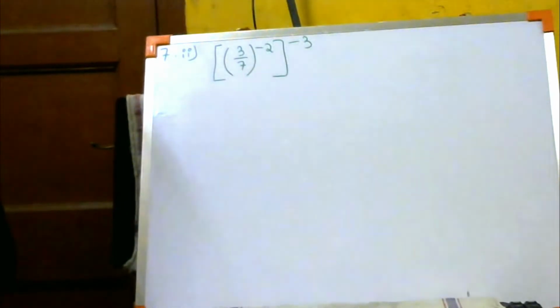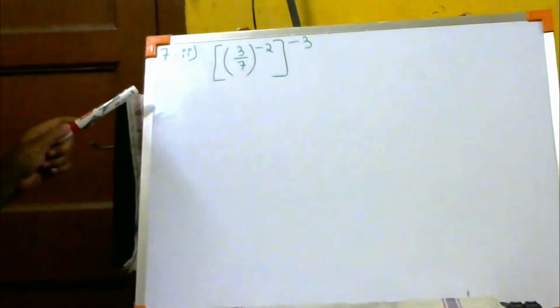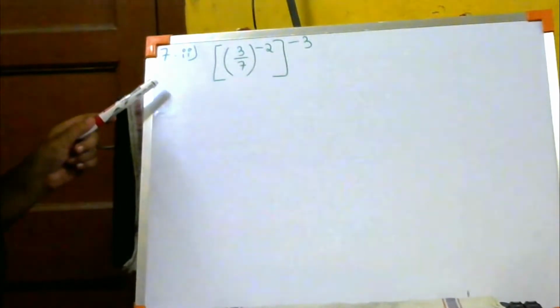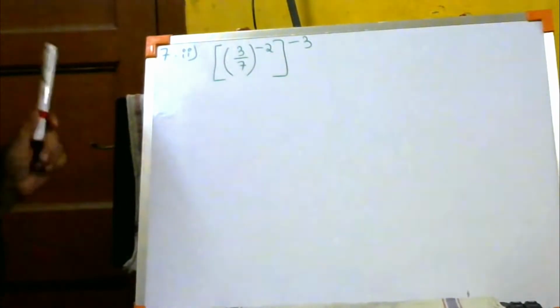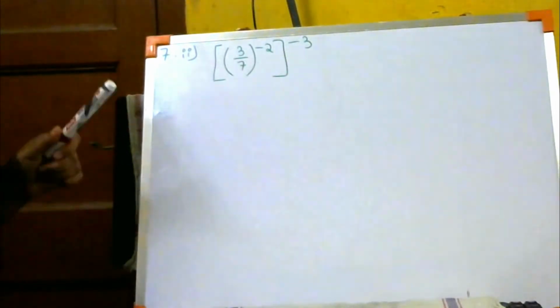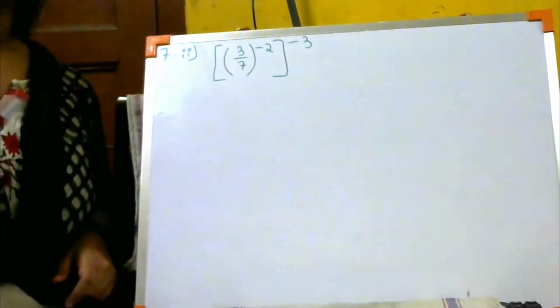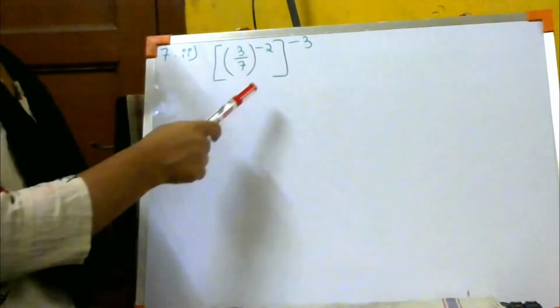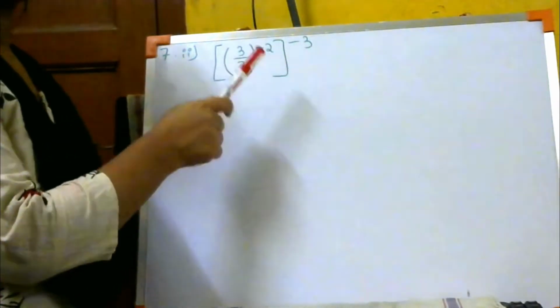Okay, good morning class. Today is the third day of our chapter exponents and powers. So today we are going to solve sum number 7, part 2. Look at the question of sum number 7 very carefully, read it and understand what they are trying to say. They are telling you to keep the exponents in the form of negative.